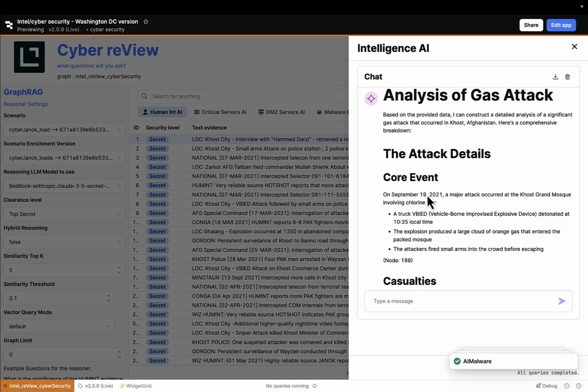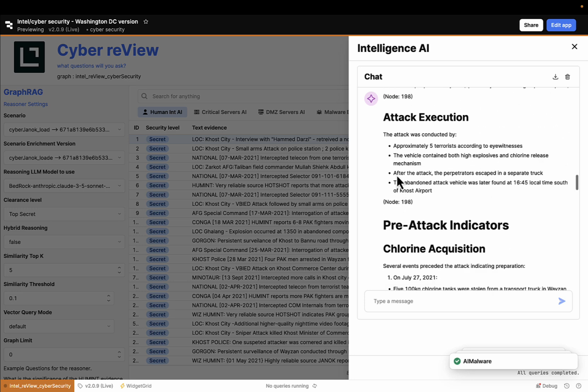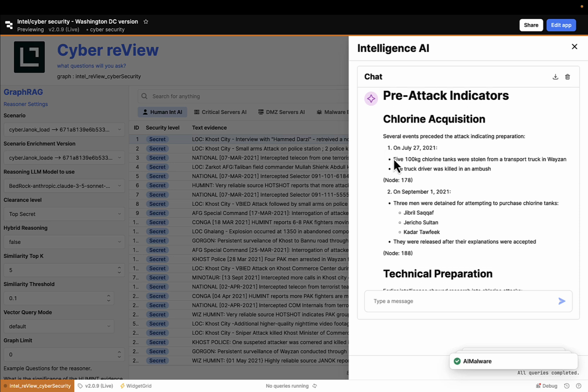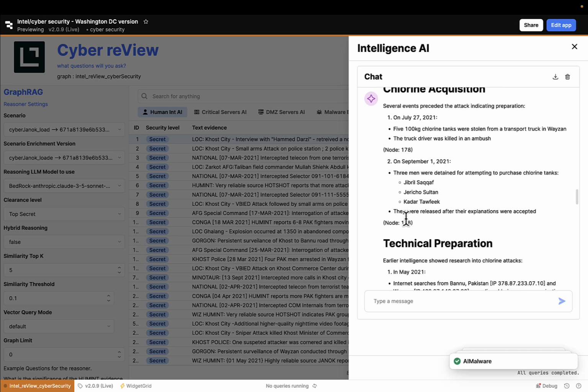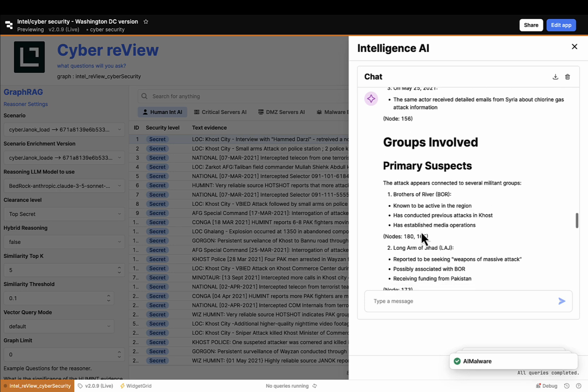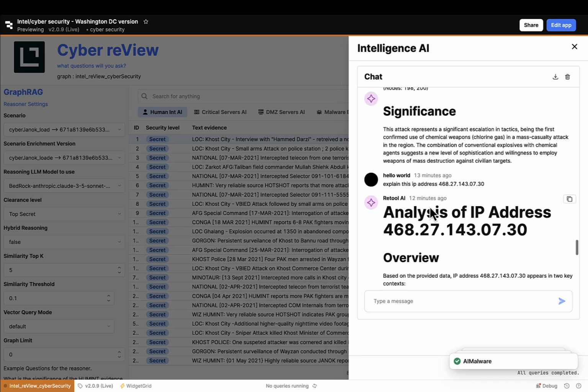And then it'll take that attack and break it down. It finds the core event, it finds the casualties. It looks at the pre-attack indicators. This is pretty interesting because it's able to connect this node 178, which is describing these chlorine gas tanks that were stolen. And then these guys here were trying to purchase some chlorine gas tanks later. They were released, node 198. Then it talks about technical preparations, the groups potentially involved, post-attack analysis, and why this is significant.